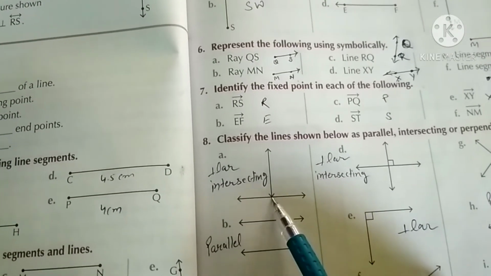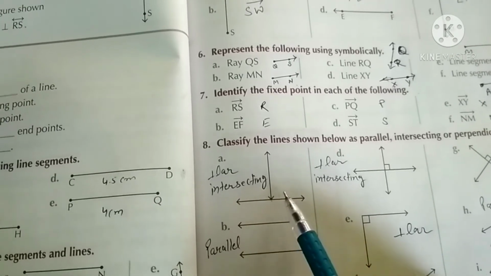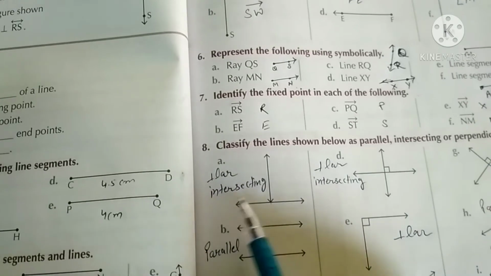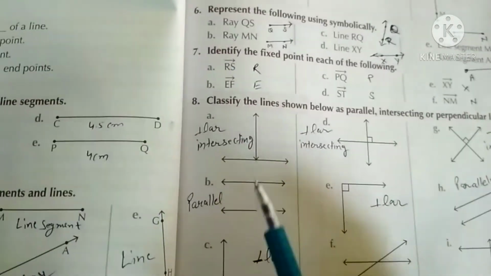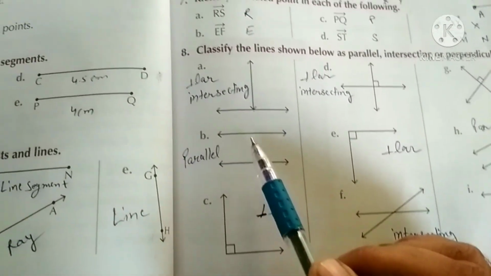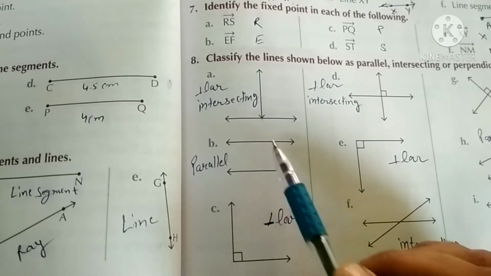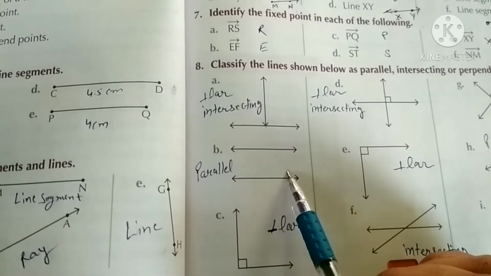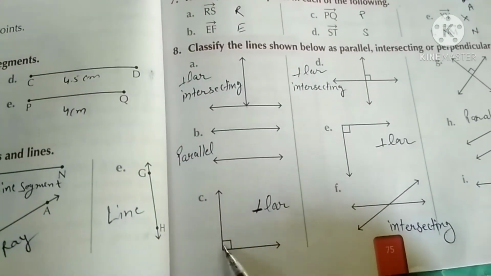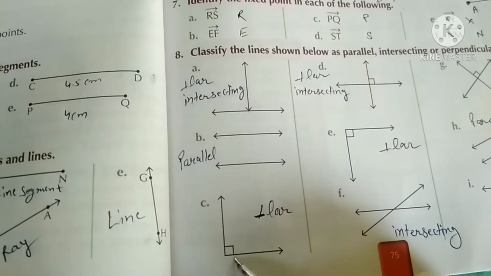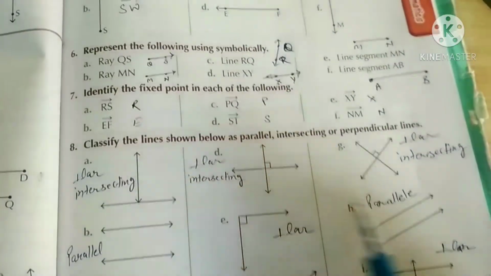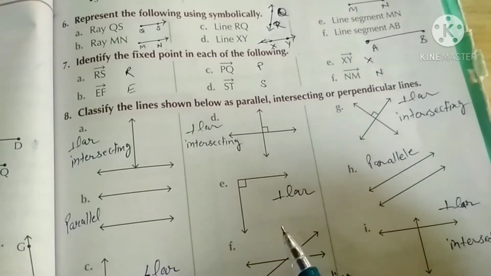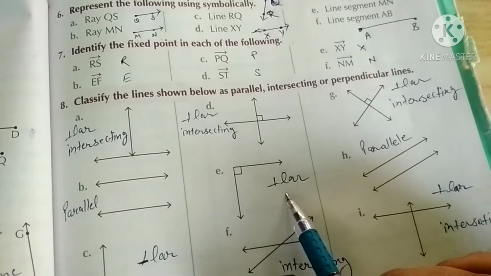other at this point. When they make a 90 degree angle, it is called perpendicular, and when they cut at a point, this is called intersecting. In B part, this line and this line are parallel because the distance between them is equal everywhere. In C part, the lines are perpendicular because they make a 90 degree angle. In D part, the lines are perpendicular and intersecting. Same in E part, the lines are perpendicular.